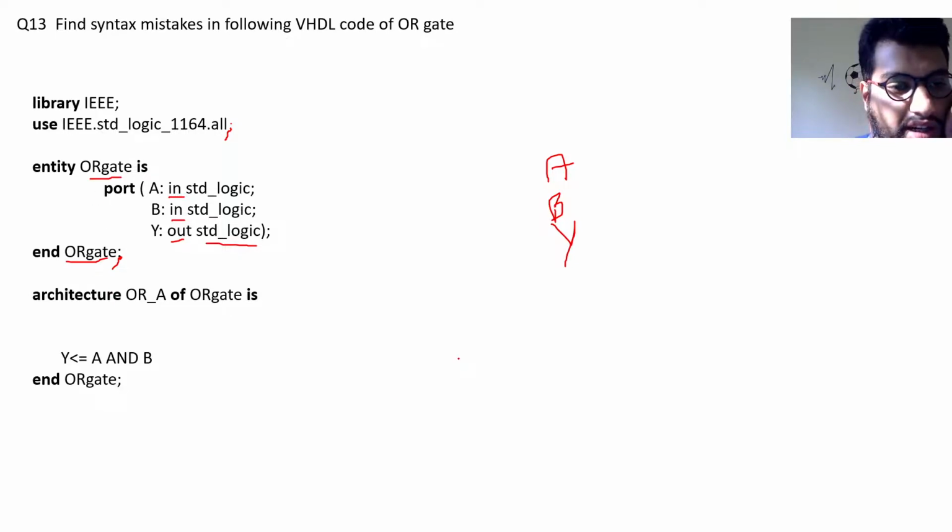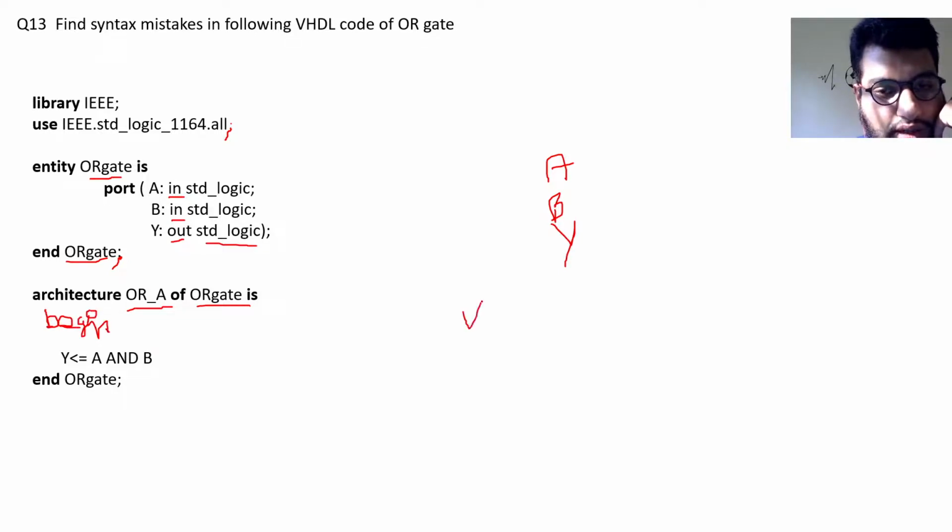Then we have the architecture, architecture followed by the architecture name. So here the architecture name is OR_A, followed by the of keyword, and then the entity name, that's OR gate, correct, and then is. Then it should be begin, but begin is not here, so you'll just write the begin.